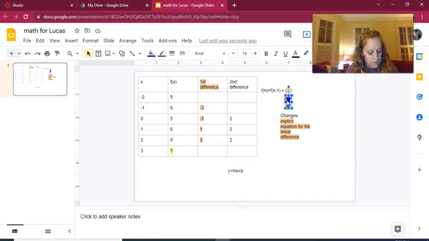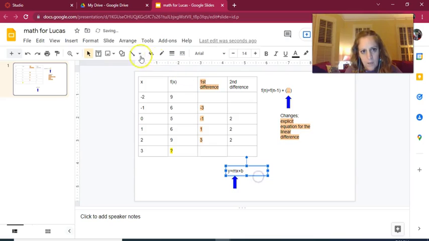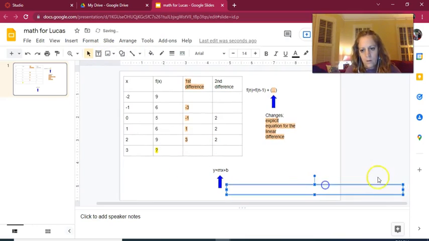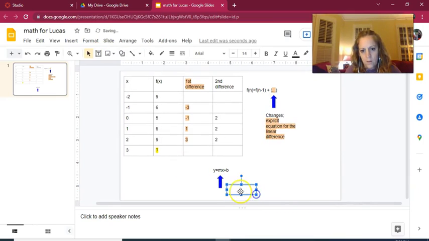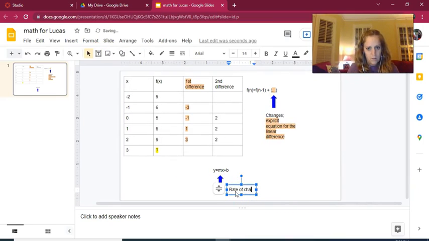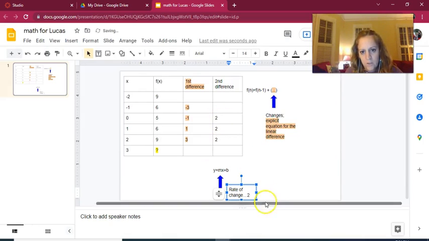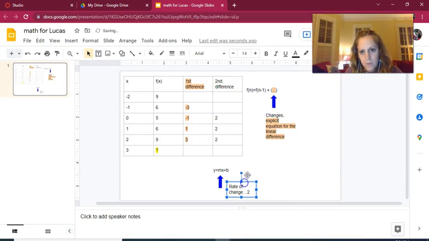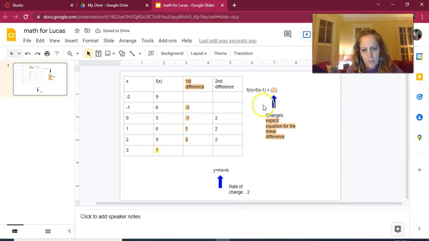This m is your rate of change, which is a 2, okay? Because your rate of change is right here. So we have part of our explicit equation that we need to put in there. Since we're using n's, we could use an n instead of an x. So part of what we need is 2n.